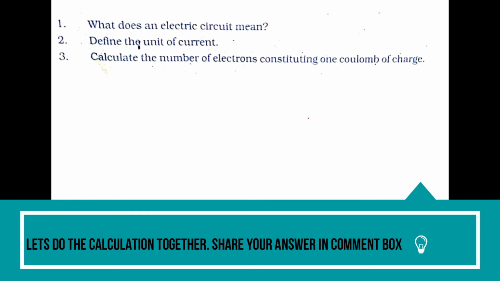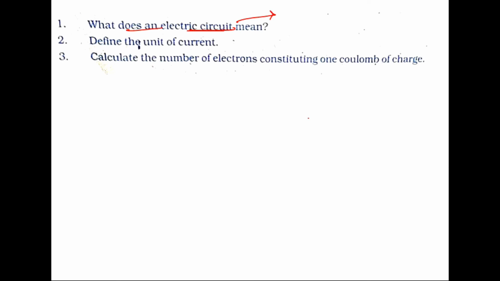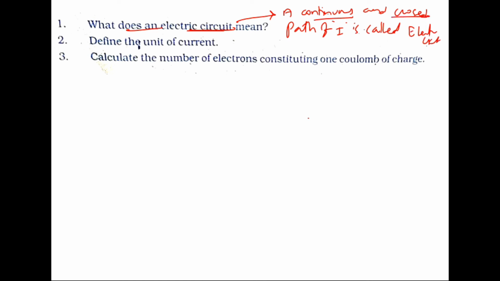And after that you can see this. What does an electric circuit mean? A continuous and closed path of electric current is called an electric circuit. Write this definition, writing electric current here.